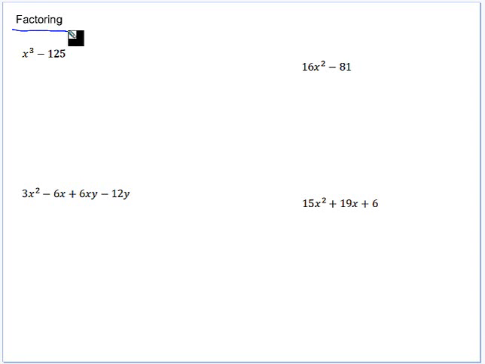The first thing we have up here is x to the third minus 125. Notice that those are both perfect cubes, so we have to use our perfect cube formula to help us factor. a cubed minus b cubed is equal to a minus b times a squared plus ab plus b squared. If you don't know that off the top of your head like I do, I would strongly suggest you put that on your formula sheet so you can use it on your final.